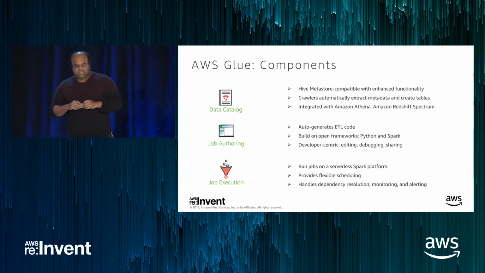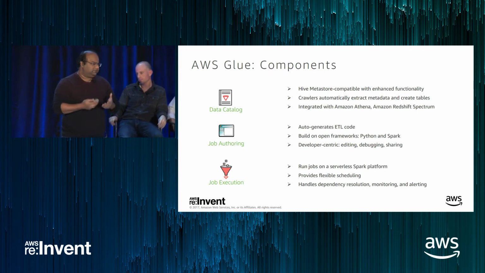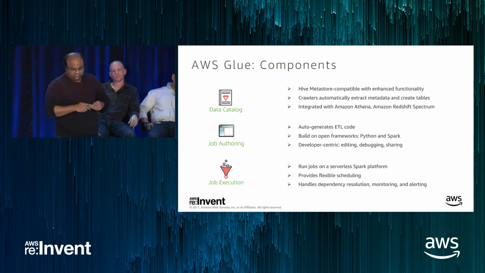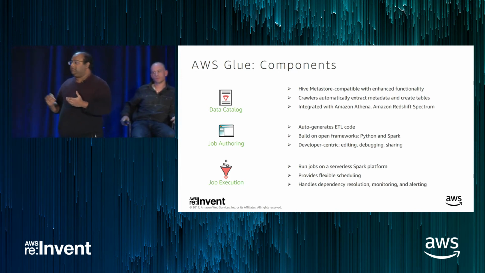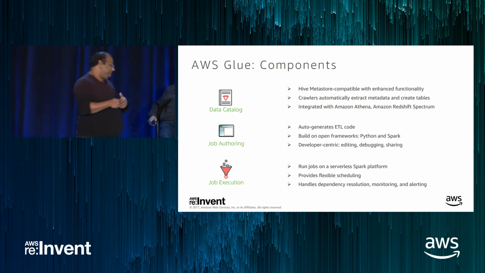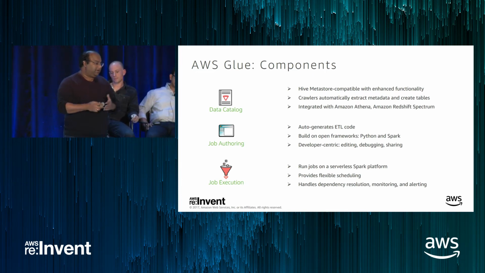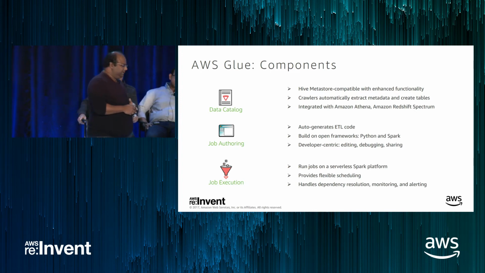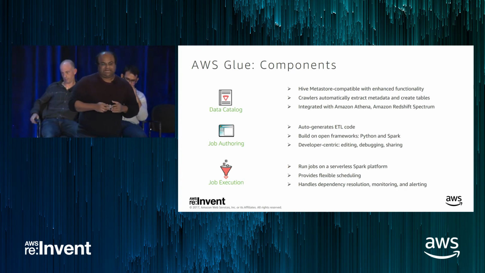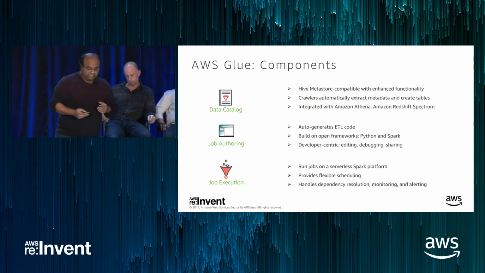Glue has 3 components. The first one is the data catalog. As I mentioned, for those of you who know, it's a Hive compatible metastore with enhanced functionality. And with the data catalog, now you can crawl your data in S3. If you have a proprietary format, you can write your custom crawlers to extract the metadata. But for all the other open standards that are there, Glue will automatically discover what the schema is.